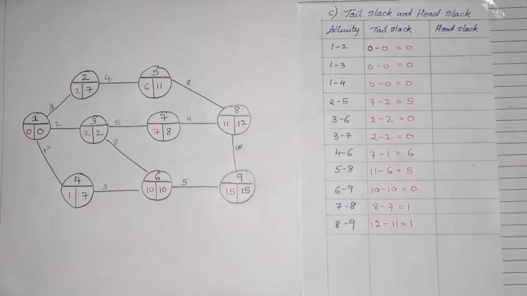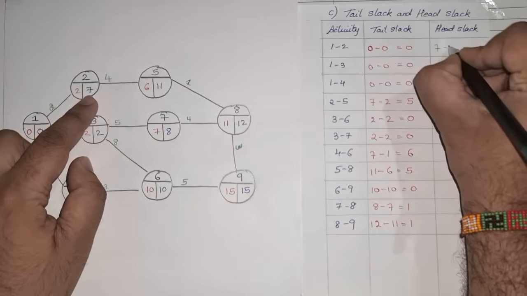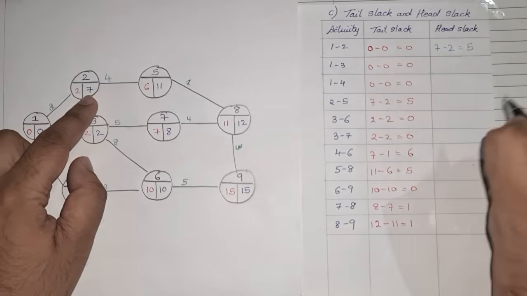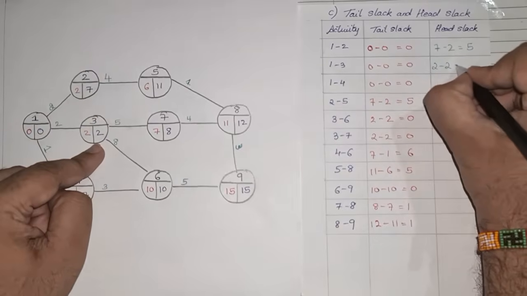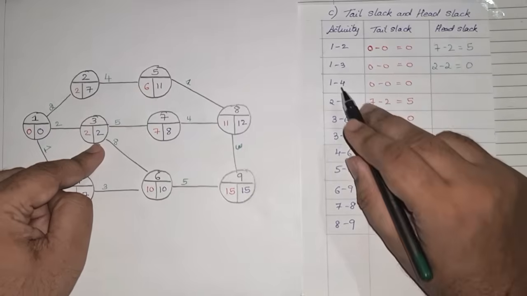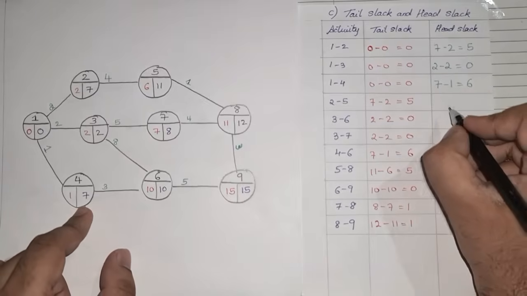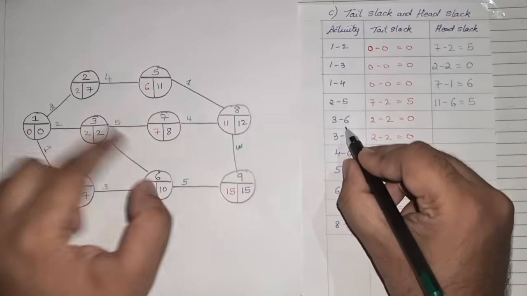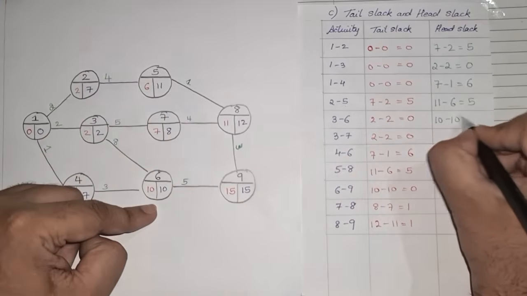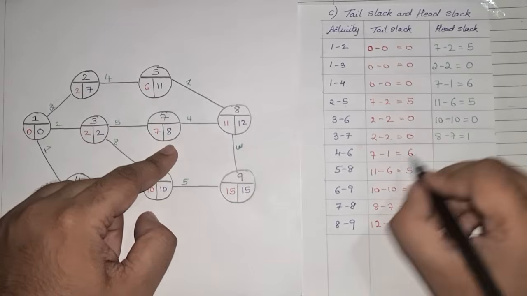Now, to find the head slack, we have to look at the second activity. Again it is the difference. For activity 2, it will be 7 minus 2, which is 5. Next is activity 3, so it will be 2 minus 2, which is 0. Next is 4, so that will be 7 minus 1, which is 6. Next is 5, 11 minus 6, which is 5. 6, 10 minus 10, which is 0. 7, 8 minus 7, which is 1.